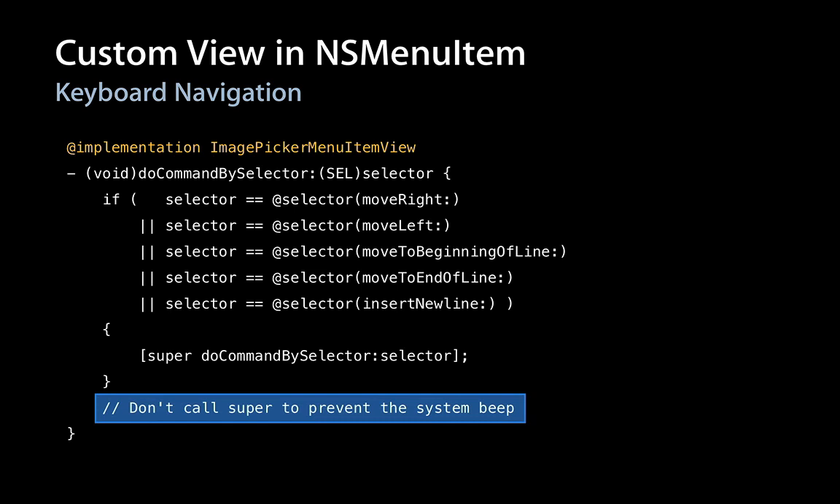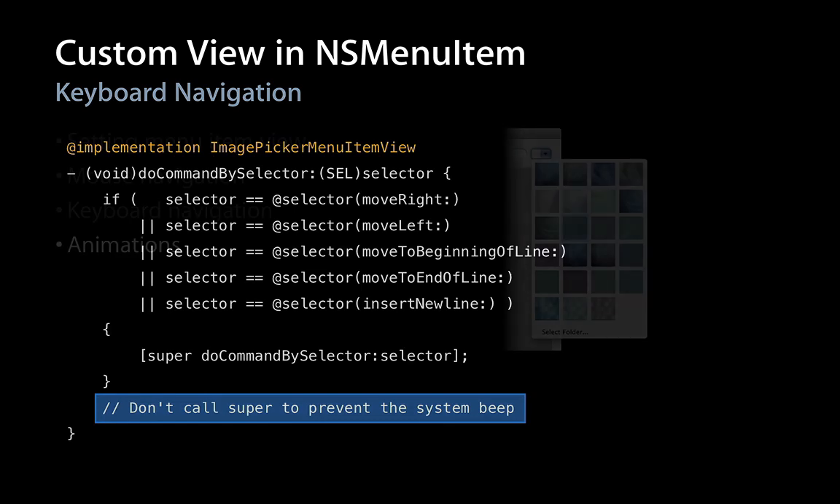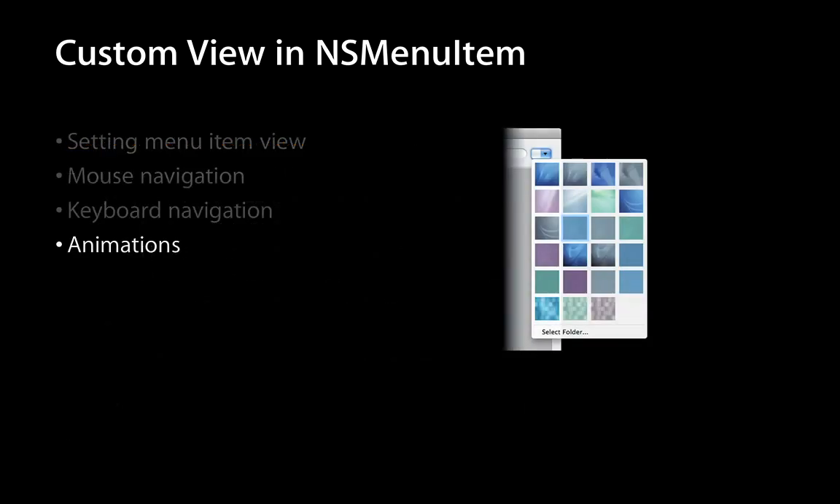Now you might be wondering, if we don't allow this to call up to super, then how can you navigate up or down off of your menu item? Well, remember previously when we implemented key down, after calling interpret key events, we called up to super key down, and that's why it's perfectly fine to eat this here and not worry about it. So now we've got menu navigation via the keyboard, and we can navigate via the mouse.